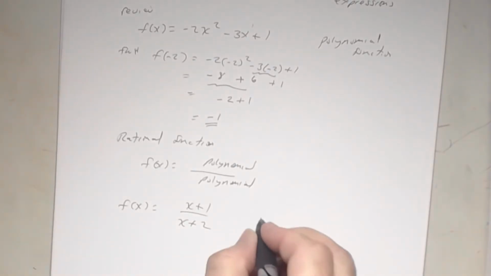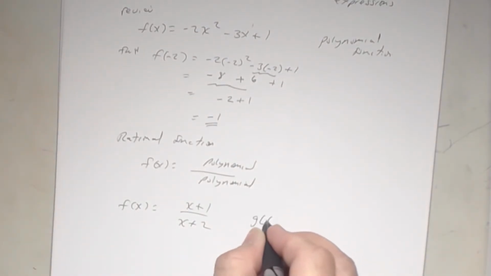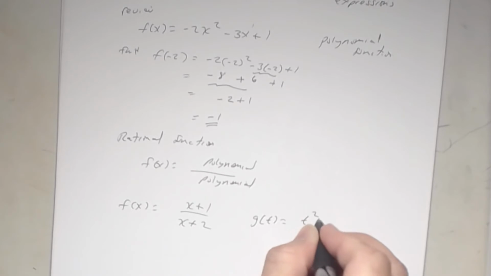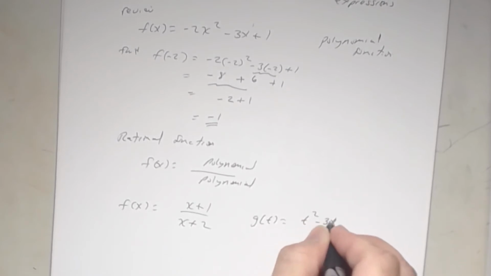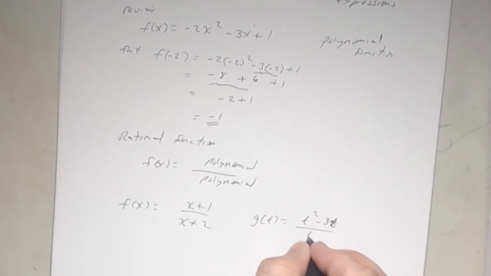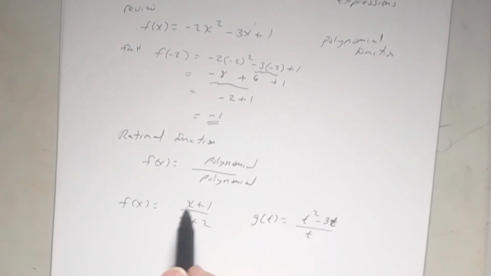Here's another example. G of t equals t squared minus 3t divided by t. A polynomial divided by a polynomial. The numerator is quadratic. The denominator is linear. T to the first power is linear. T squared minus 3t is quadratic. What kind of polynomials are these? Linear.